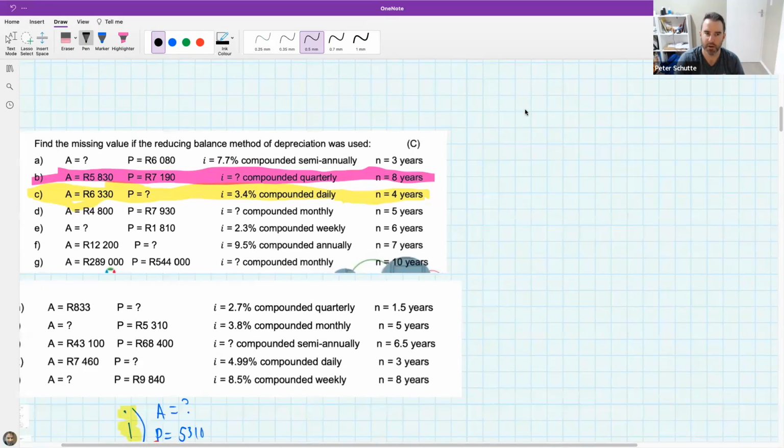We know if it's reducing balance, it would be that formula we're using.